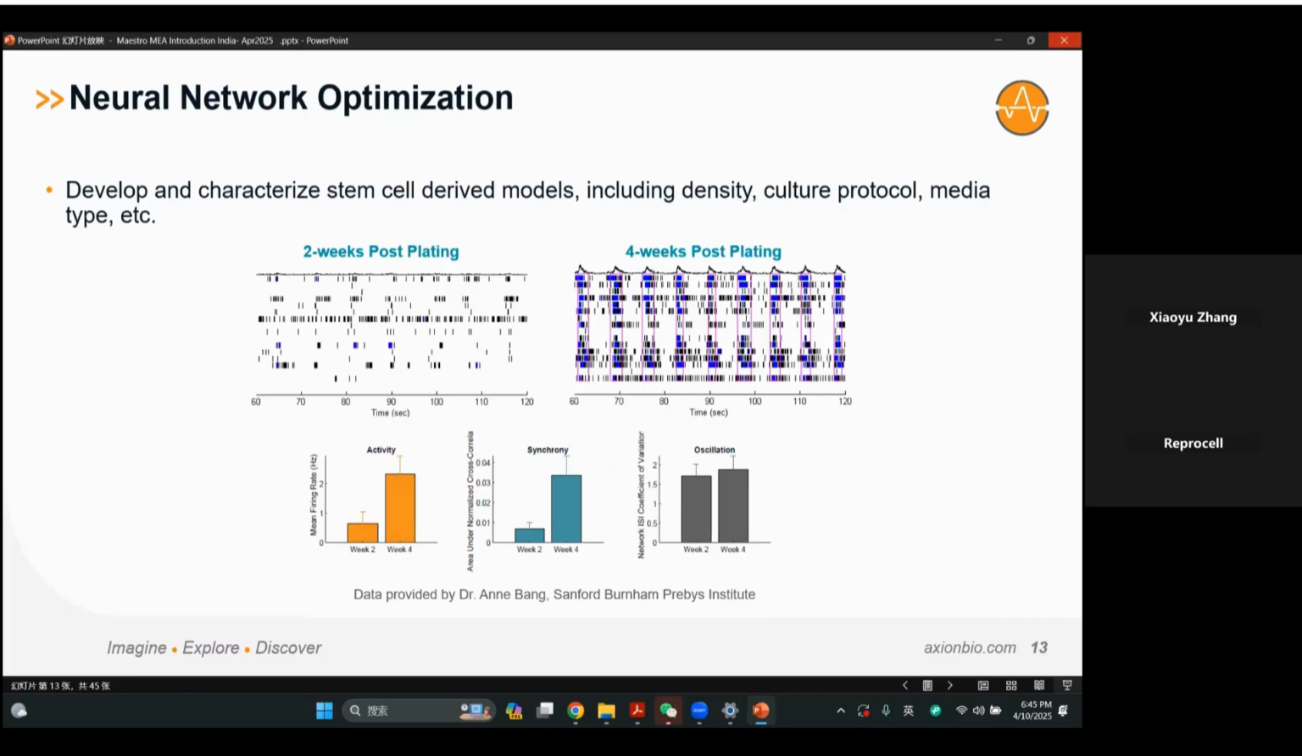Here is the data from Dr. Ann Ben at the Stanford Brigham Pre-Bio Institute. We showed the raster plots of iPSC-derived neurons at week 2 and week 4, which provide a clear picture of how firing activity evolves over time. Additionally, we can quantify key endpoints like mean firing rate, synchrony index, and network bursting to compare the differences in activity, synchrony, and oscillation at different stages of culture.